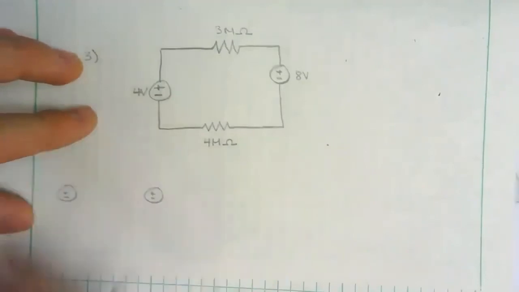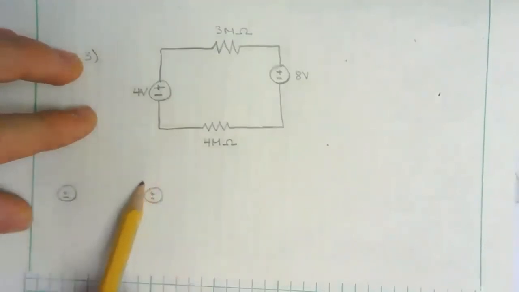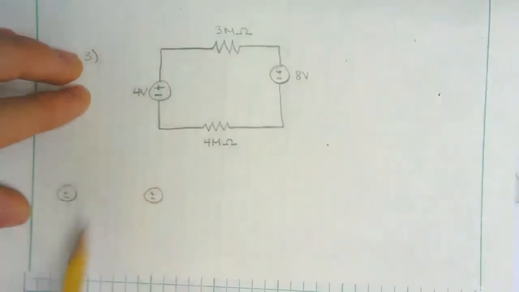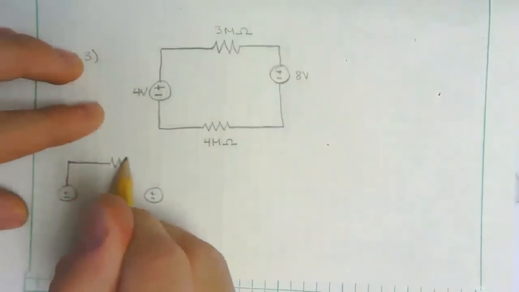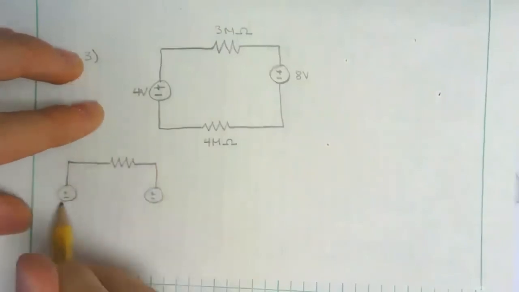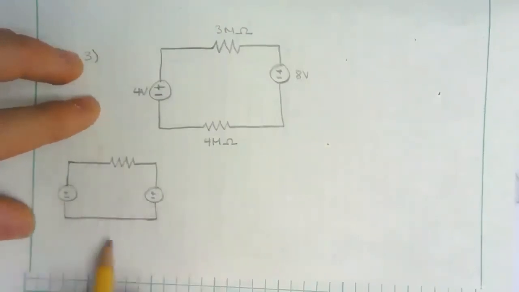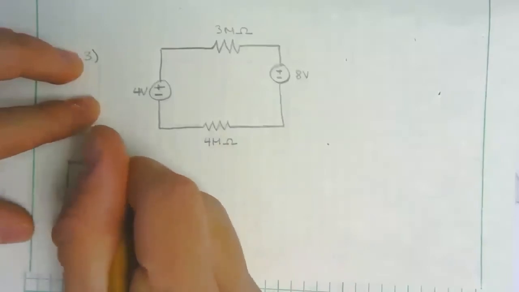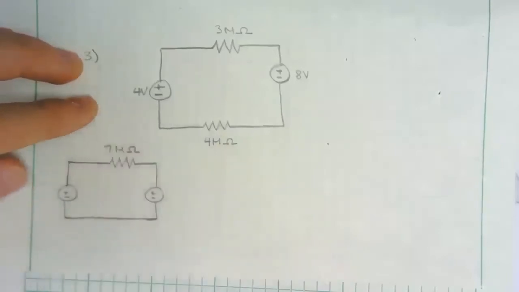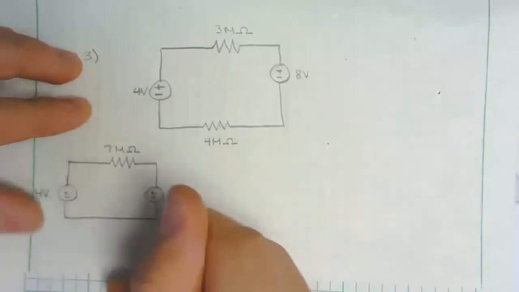Doesn't matter where you put the resistor. I could put it over here, here, here, or down here. It doesn't matter. For nice looks, I'm going to put it on the top, as long as it's still in series. It could go down here, it could go up here. Mega ohms, they do combine. And then we have a 4-volt source and an 8-volt source.